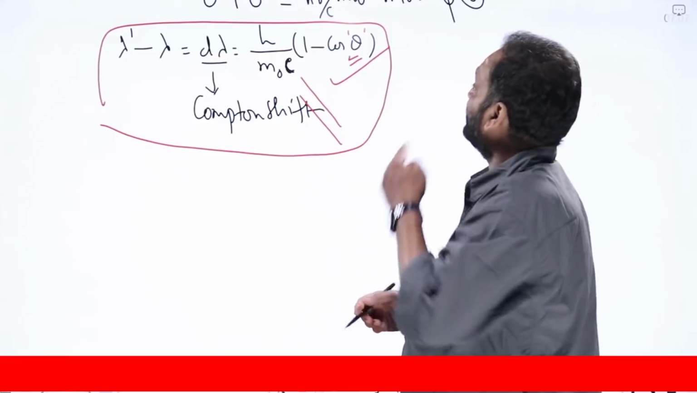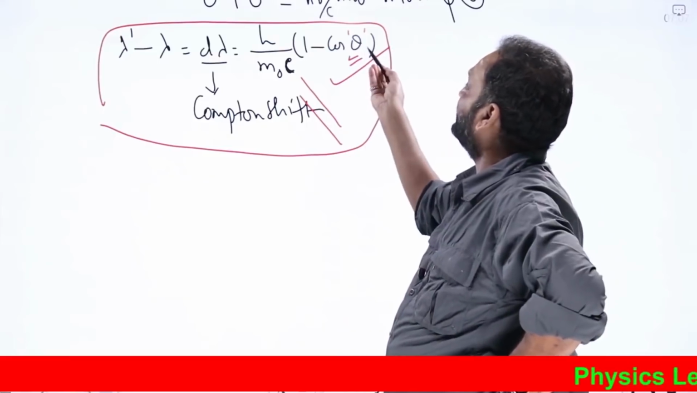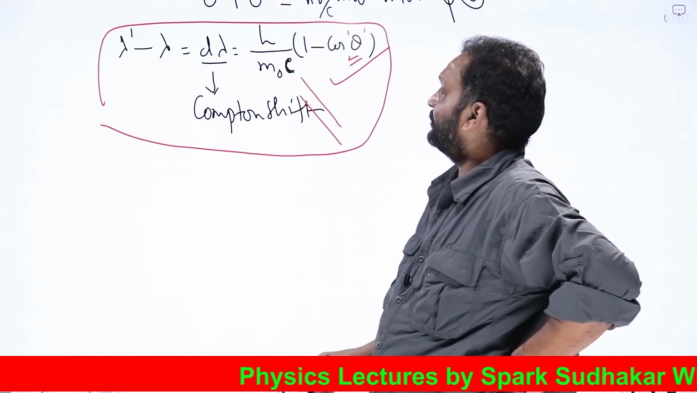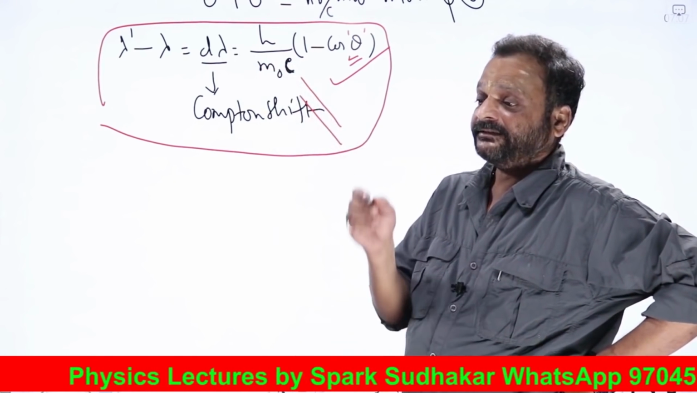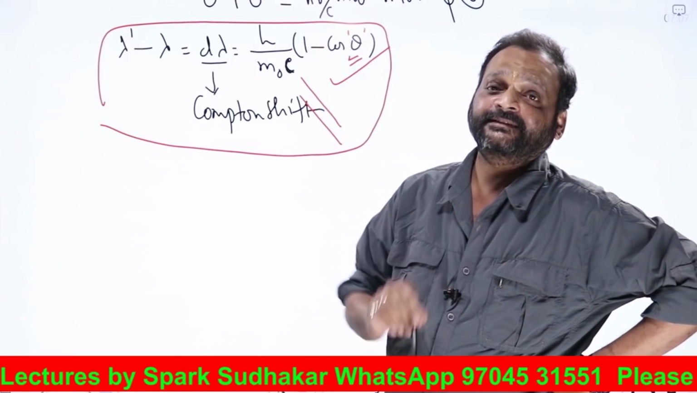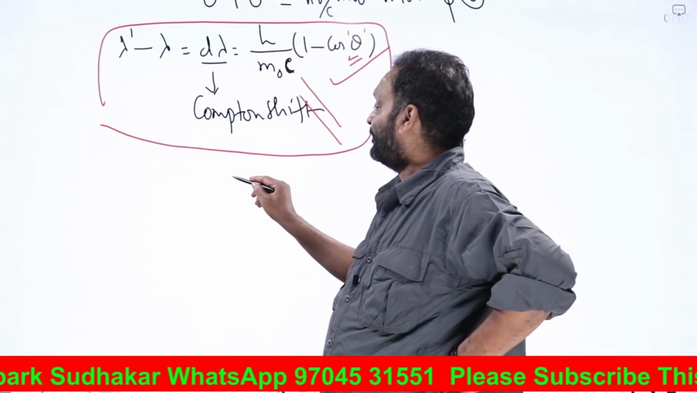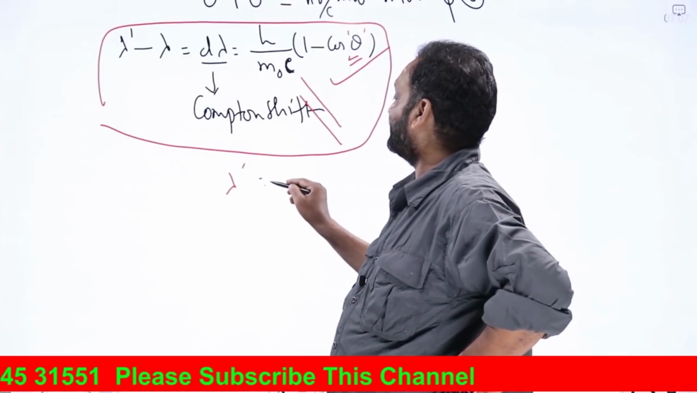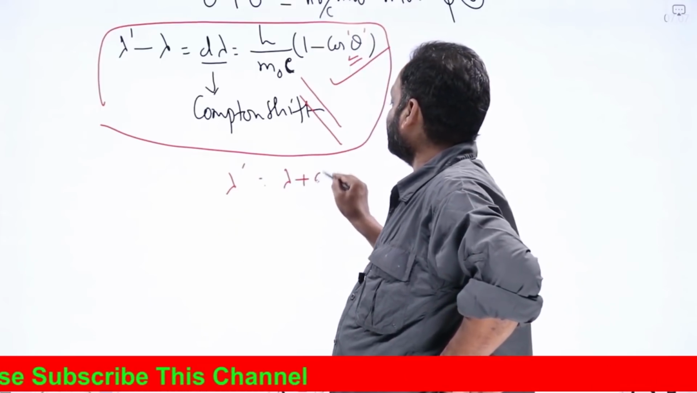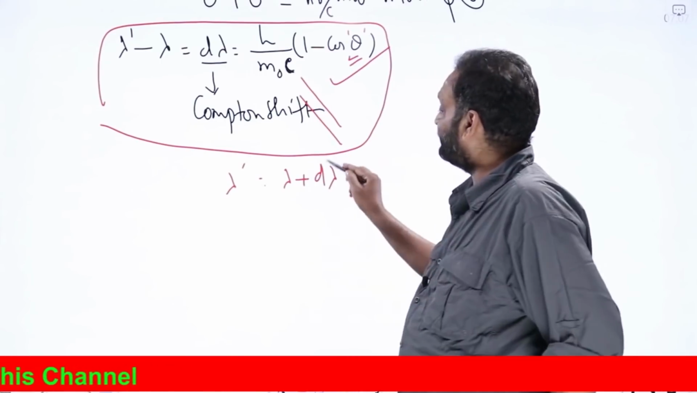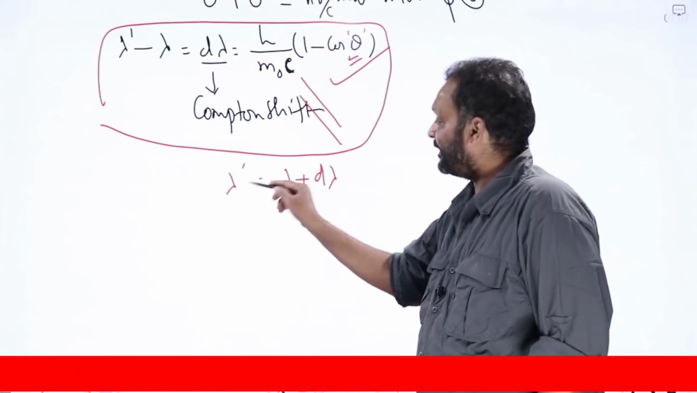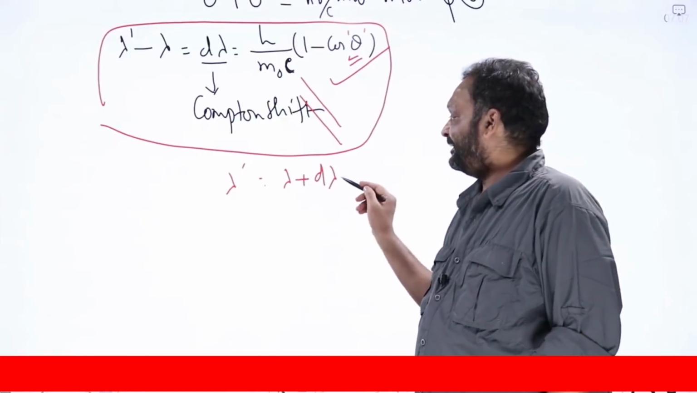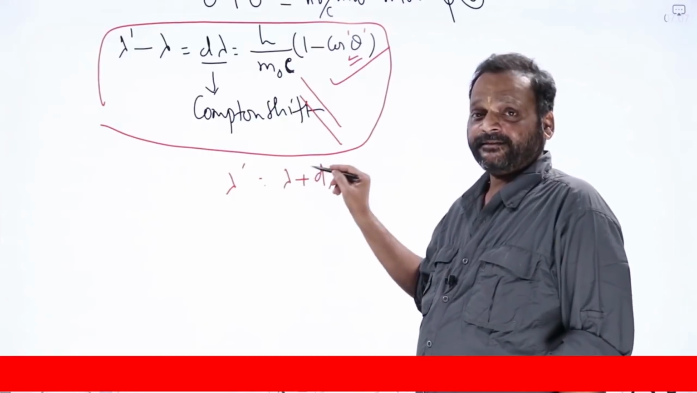So I'll keep putting different values of theta and see how much the Compton shift is. Now be careful. In the examination, the Compton shift d lambda is independent of the incident wavelength, but sometimes the scattered wavelength lambda dash equals lambda plus d lambda. See, d lambda is independent of lambda, but lambda dash depends on lambda. Be careful whether the question is asking for d lambda or lambda dash. Lambda dash depends on the incident wavelength.